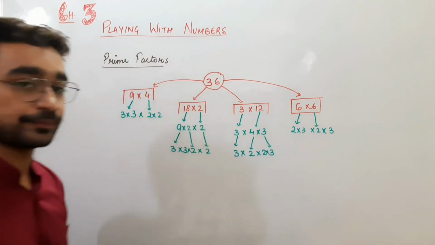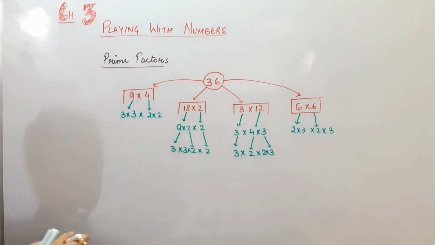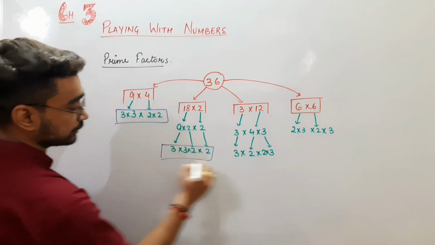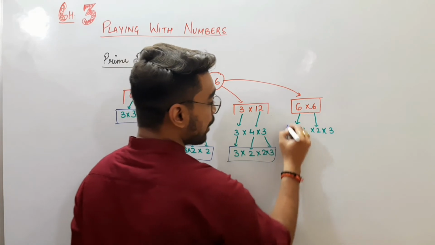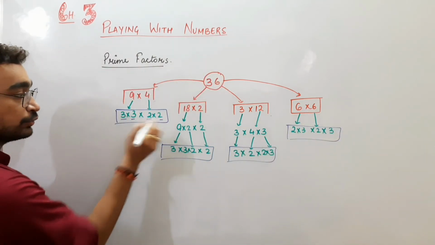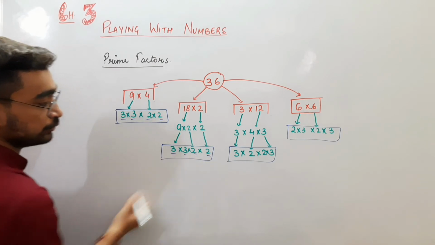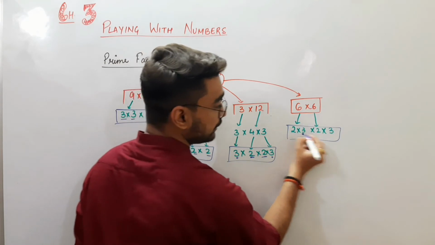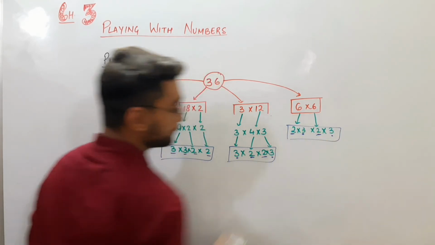Now check whether all the last answers are the same or not. Same means all are having 2 threes and 2 twos. 2 threes and 2 twos.